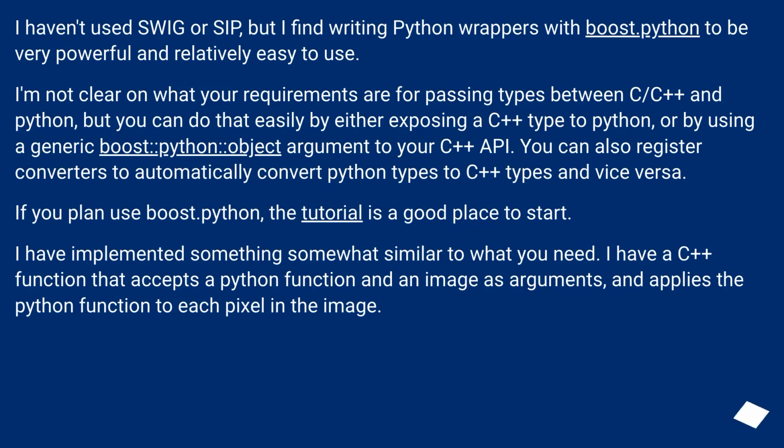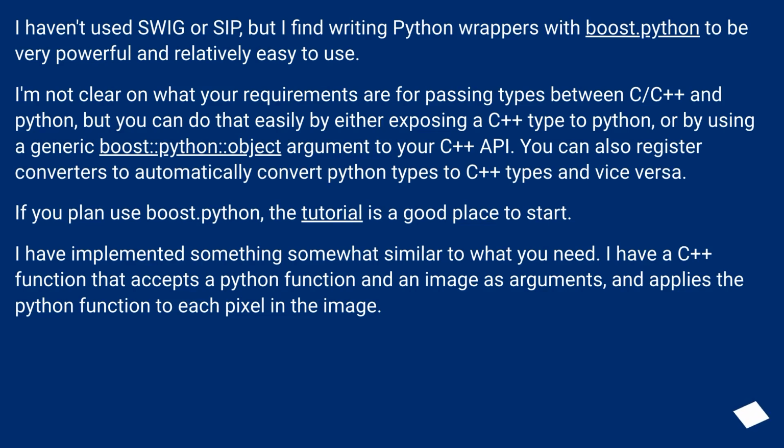I haven't used Swig or SIP, but I find writing Python wrappers with Boost.Python to be very powerful and relatively easy to use. I'm not clear on what your requirements are for passing types between C++ and Python, but you can do that easily by either exposing a C++ type to Python, or by using a generic boost::python::object argument to your C++ API. You can also register converters to automatically convert Python types to C++ types and vice versa. If you plan to use Boost.Python, the tutorial is a good place to start.